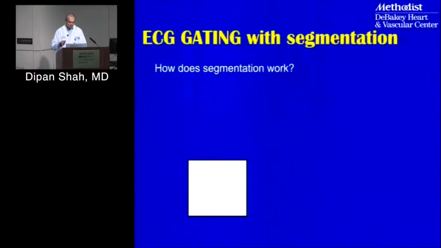So let's talk about how we first actually obtain the images. And so there's one concept that I think we need to understand, which is the idea of segmentation. So does anybody know what segmentation is?